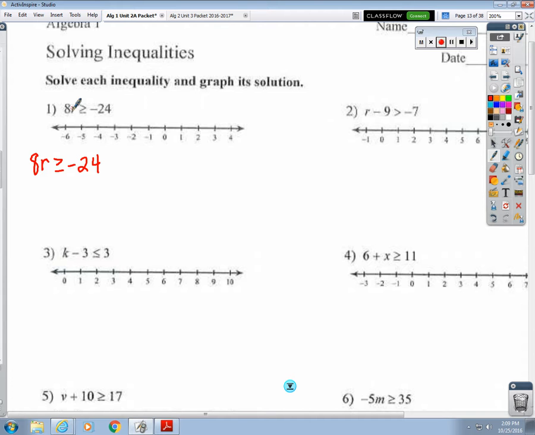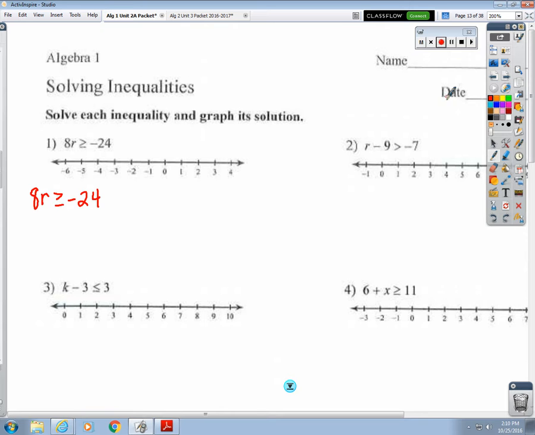Why is this called an inequality instead of an equation? Right, there's no equal sign, there's an inequality sign. Remember, when I say inequality sign, I'm talking about either a greater than or equal to, a less than, or a less than or equal to. Okay, those are your four different inequality signs that we're going to be dealing with today.